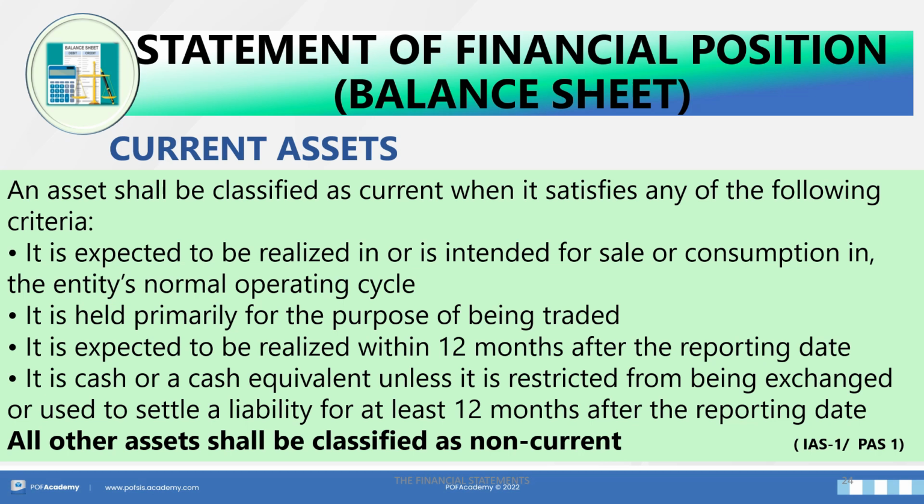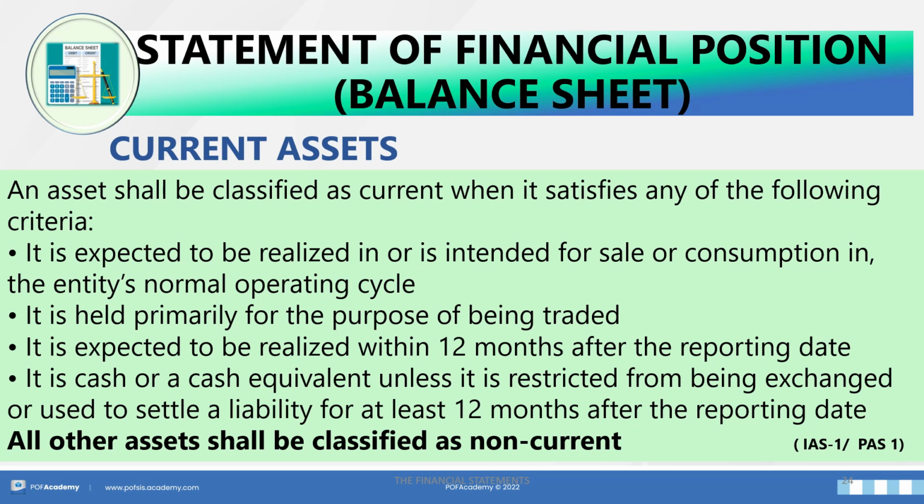So how do we classify if the asset is current? As per International Accounting Standard 1 or Philippine Accounting Standard 1 on financial statements, an asset shall be classified as current when it satisfies any of the following criteria. So let's read what these criteria are. First, it is expected to be realized in, or it is intended for sale or consumption in, the entity's normal operating cycle. It is held primarily for the purpose of being traded.